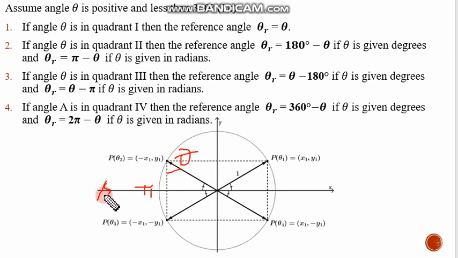This is 180 here. Okay, if it is in quadrant 3, so this is the angle. So you subtract the angle minus 180 or the angle minus pi. And lastly, if here is the angle, so this is 2 pi and this is 360 degrees. So you subtract 360 minus the angle, or in radian 2 pi minus the angle, you can see the reference angle.